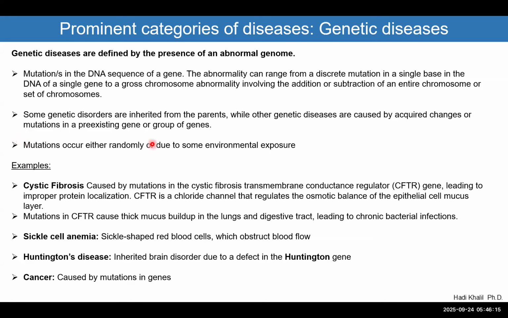So mutation could happen randomly or due to some environmental exposure. Like, as I said, there are known chemicals like carcinogens that cause the mutations of the DNA. UV light is known to make DNA breaks that could probably lead to some mutations down the road. So here I listed for you some of the examples.